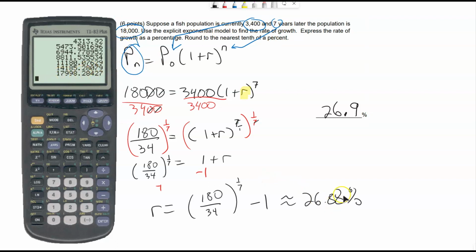It's not exact because we rounded r. If we went back and typed this in exactly for r, this would be exactly 18,000. So we've checked this work with our calculator in a recursive way, and we're good to go.